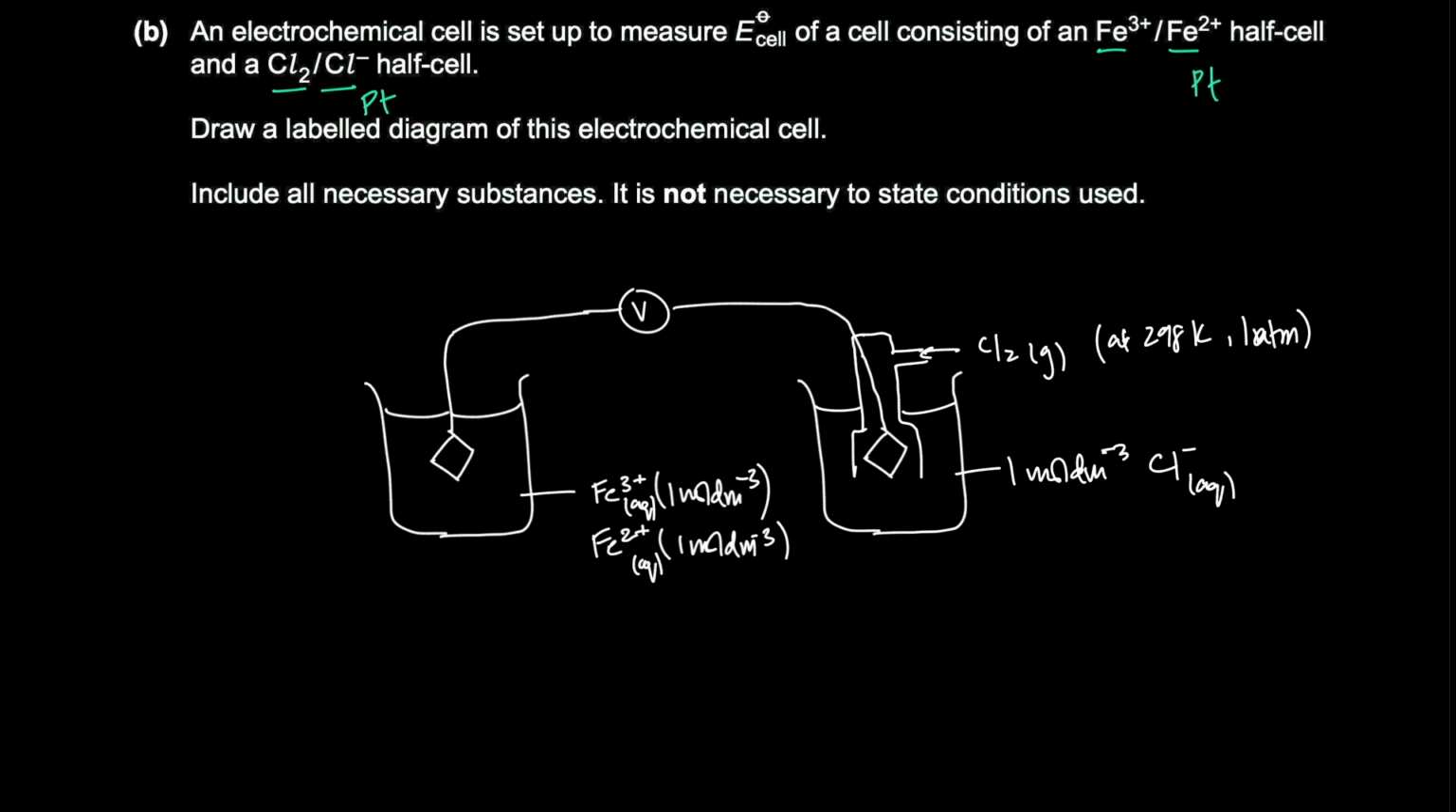We have the voltmeter, and then we have the platinum electrodes. And then of course we shouldn't forget the salt bridge. This is what completes the circuit. We have the salt bridge.